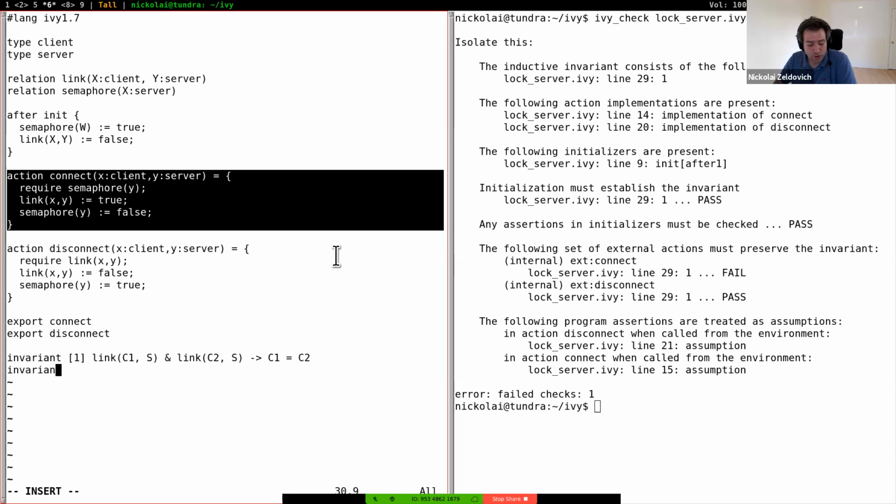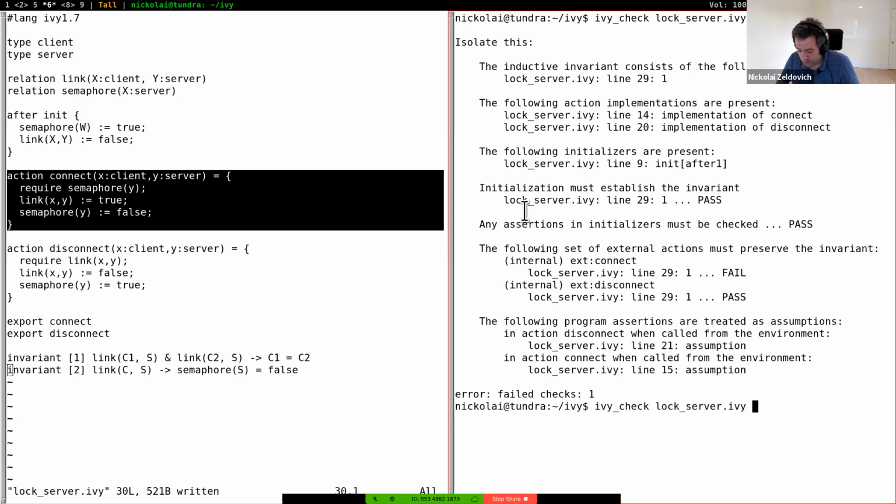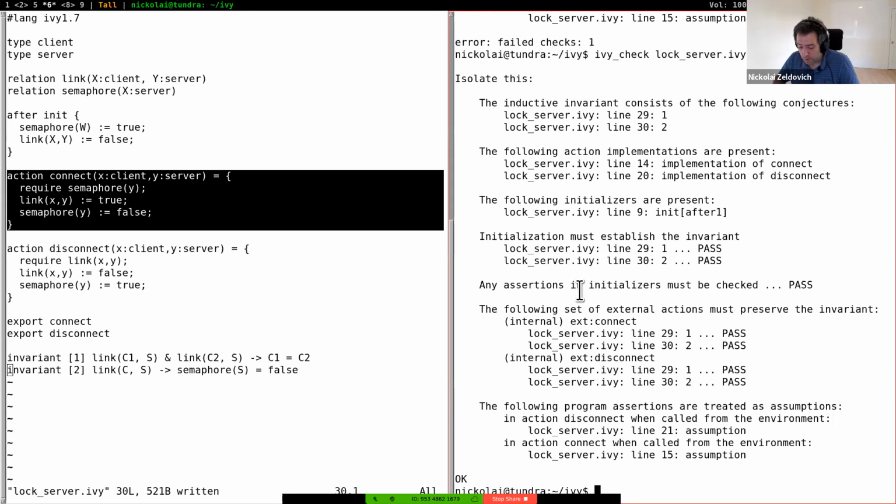So the rule we were just talking about is that if one client is holding a lock, then the server better not think it's holding that same lock. The way to write this in Ivy is I think you just write down another invariant. We can say if some client thinks it's holding a lock on a server, then arrow, the server is not holding a lock. So semaphore of the server better be false. I think this is sufficient. We can go over to the right and try to check it. And yeah, it's cool, sure enough.